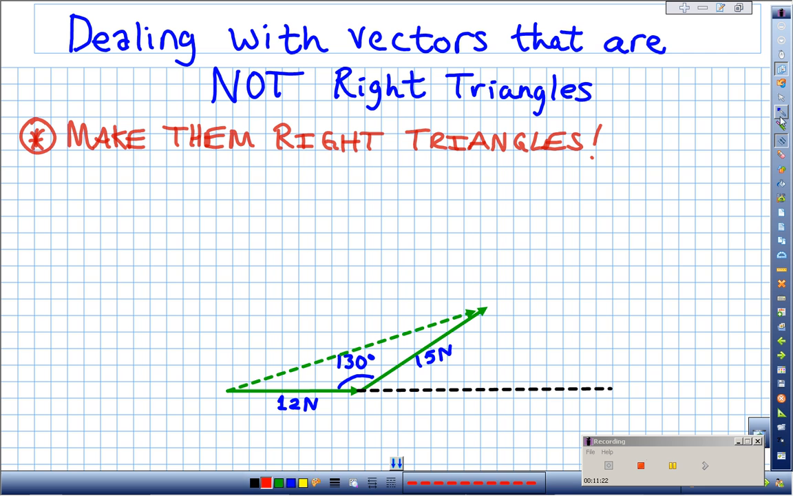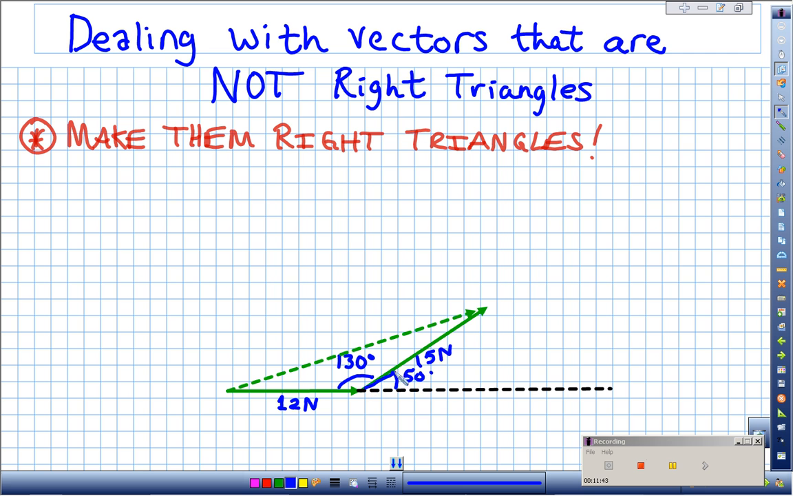and I can turn it into its own components that are purely in the x and the y directions. And I can do that by using a method similar to what I had just shown you. This angle right in here, if this is 130, and from there to there would be 180, this must be the difference, which would be a 50-degree angle.